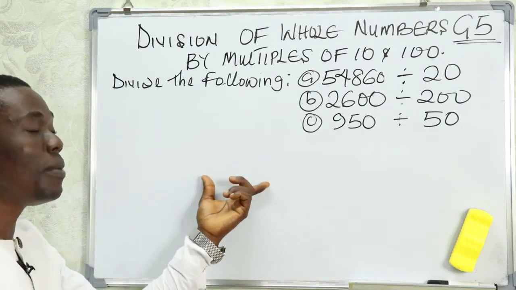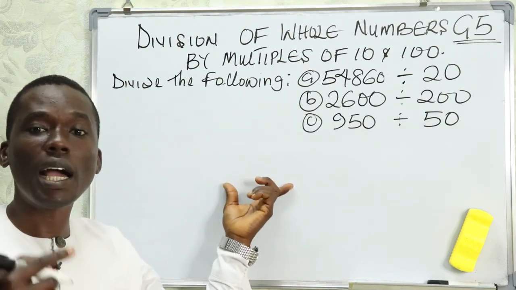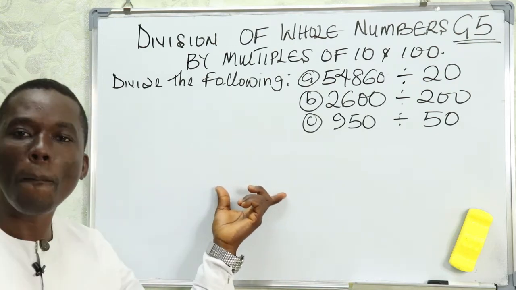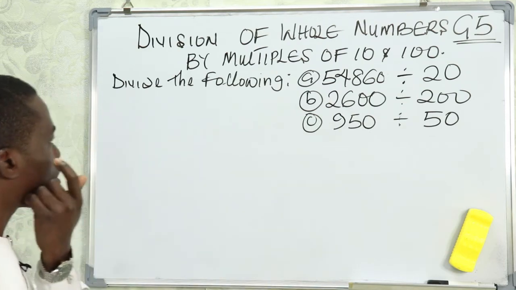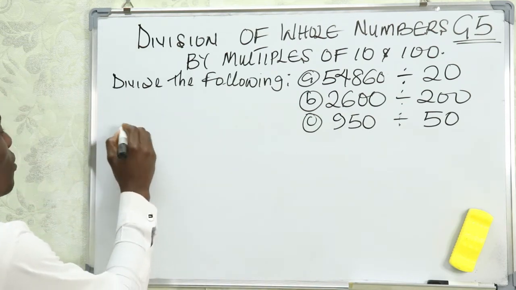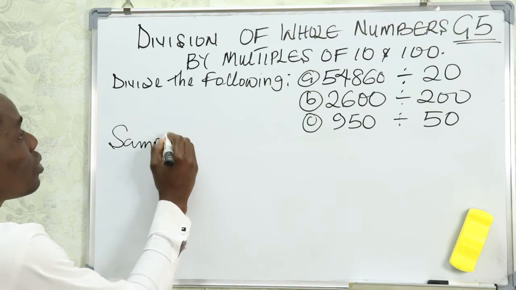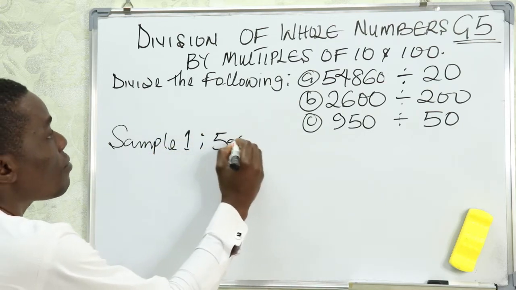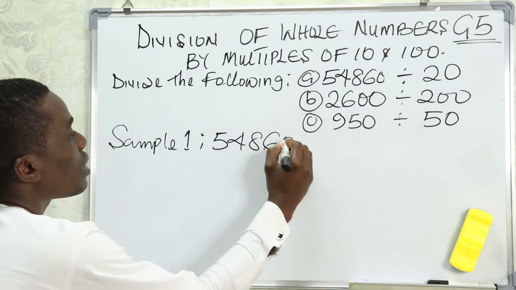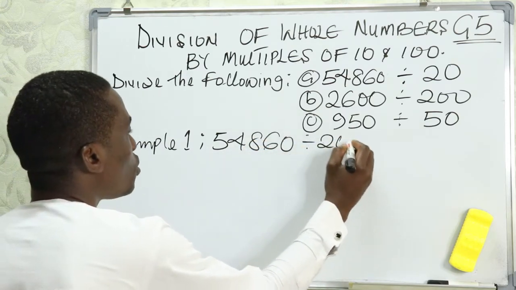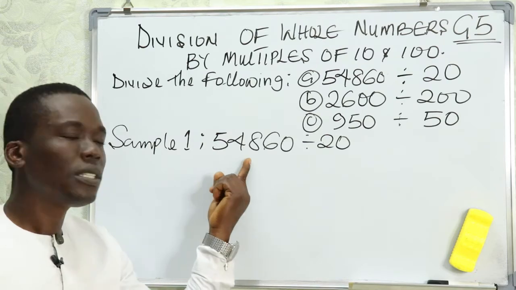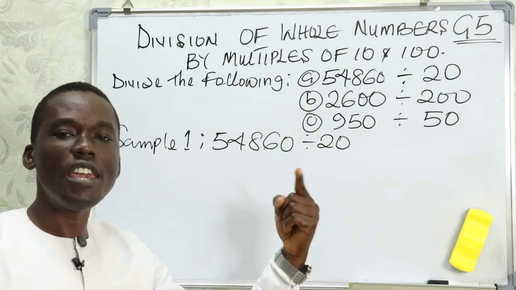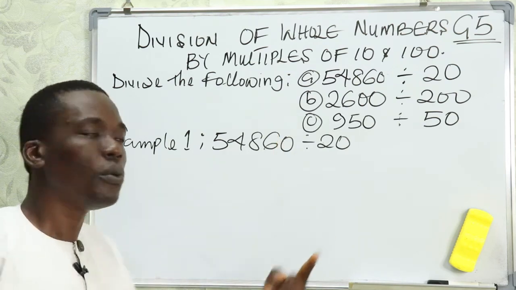Now let's look at the very first sample. Remember I told you that we are going to use the factors of the divisor method in solving this question. We're looking at sample 1, and sample 1 says you should divide 54860 by 20. Now, this is the dividend and this is the divisor. The divisor is a multiple of 10.